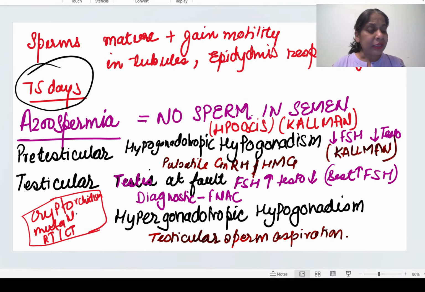Let us discuss the testicular type. It means the fault is at the testes. FSH was being produced, gonadotropin releasing hormone was produced, but the testes were at fault, so they were not able to produce testosterone. As I told you, you will get FSH done. Here, because testosterone is not produced, no one will be able to give the negative feedback. Testosterone gives negative feedback to the hypothalamus to decrease FSH. As testosterone is decreased in testicular azoospermia, no one is going to give the negative feedback, so here FSH will be increased. This type of azoospermia is known as hypergonadotropic. Pre-testicular is known as hypogonadotropic and testicular is known as hypergonadotropic.